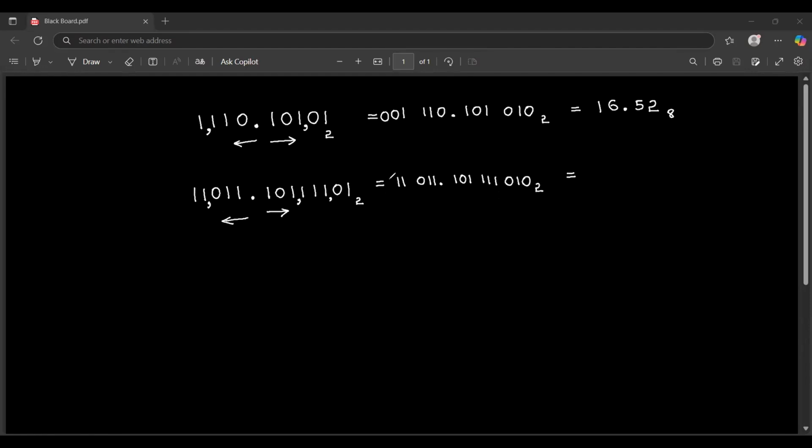So this will be equal to, you can put a 0 here. So this will be equal to 33.572 to the base 8. Okay, so let's try another one.